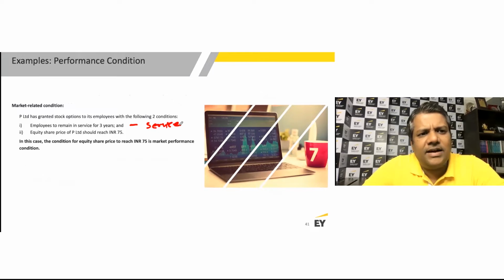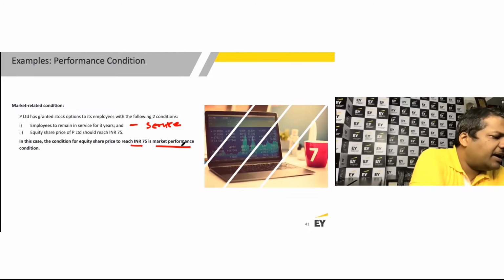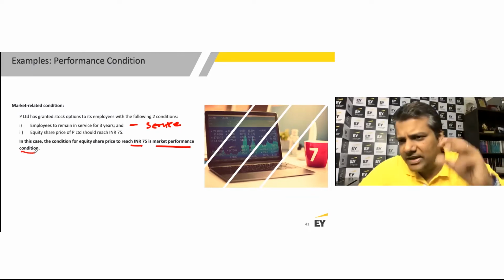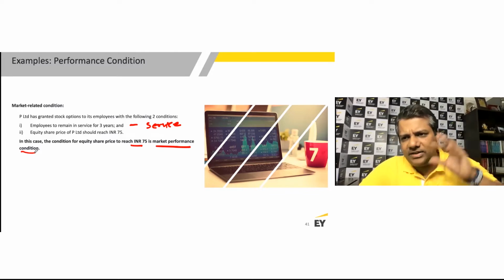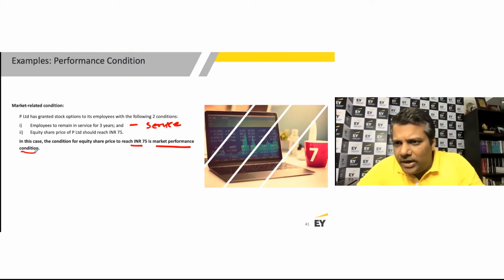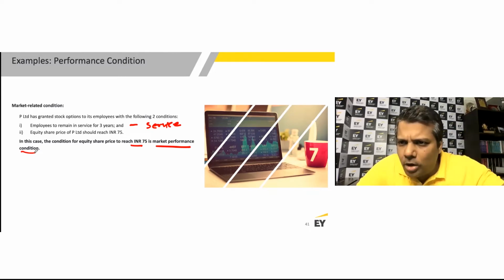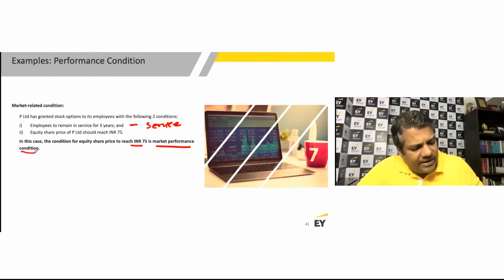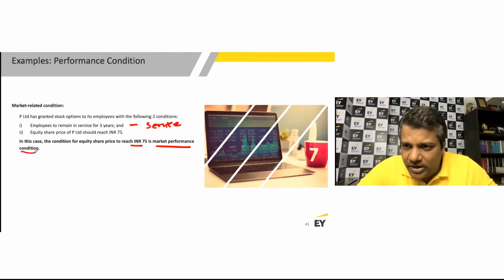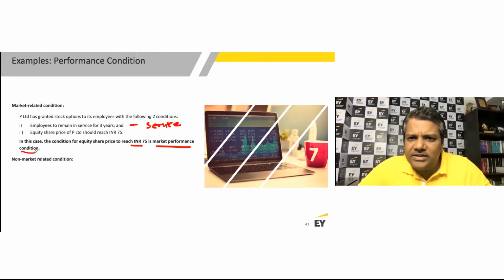In this case, the condition for equity share price to reach INR 75 is a market performance condition, as that is linked to the market price of the share. The vesting conditions are the service condition as well as a performance condition. The performance condition is a market condition, saying that it has to reach so much stock price. Now there could be a non-market related condition. A market condition is linked to the stock price, the appreciation of the stock price directly. A non-market condition is linked to the performance.